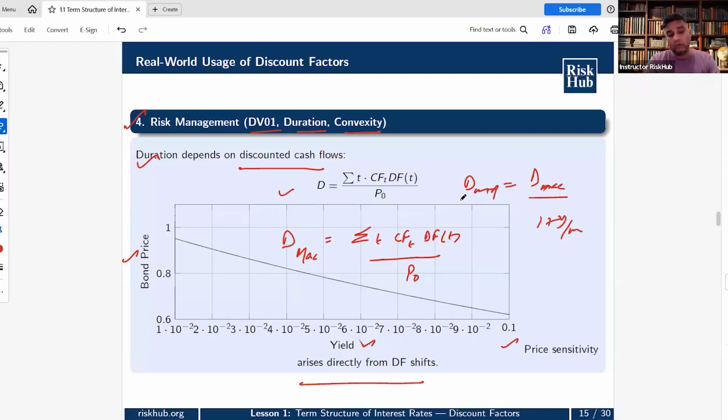On the second one, hedges. The slide gives Macaulay duration the heading, then DV01 and convexity, and that is what we need to keep in mind. DV01 is the price change for a 1 basis point move, right? So DV01 is equal to D modified times P naught times 0.0001.